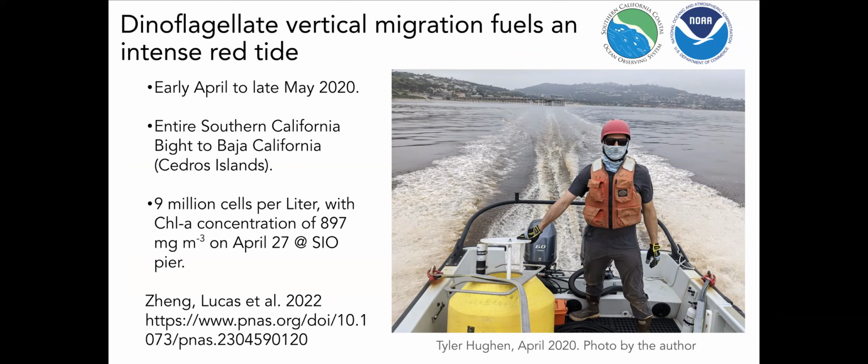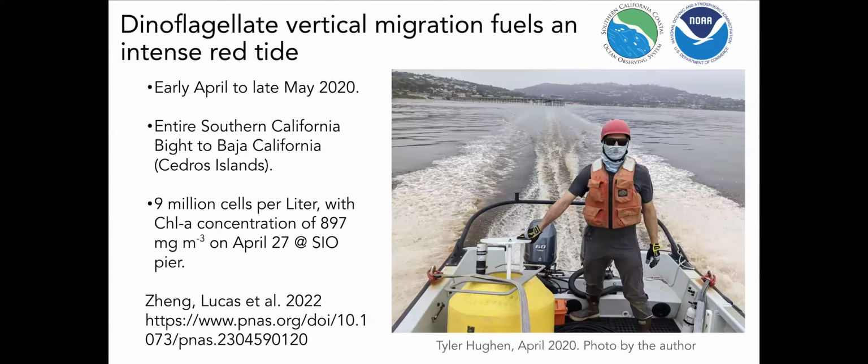Even though this was on the advertisement, this is actually not me. I took this picture. This is my colleague Tyler, and this is right at the beginning of COVID, April 2020. So we had to get all sorts of special dispensations to go out there, and that's why he's wearing that silly mask. That was before we even knew that the cloth face masks didn't work.